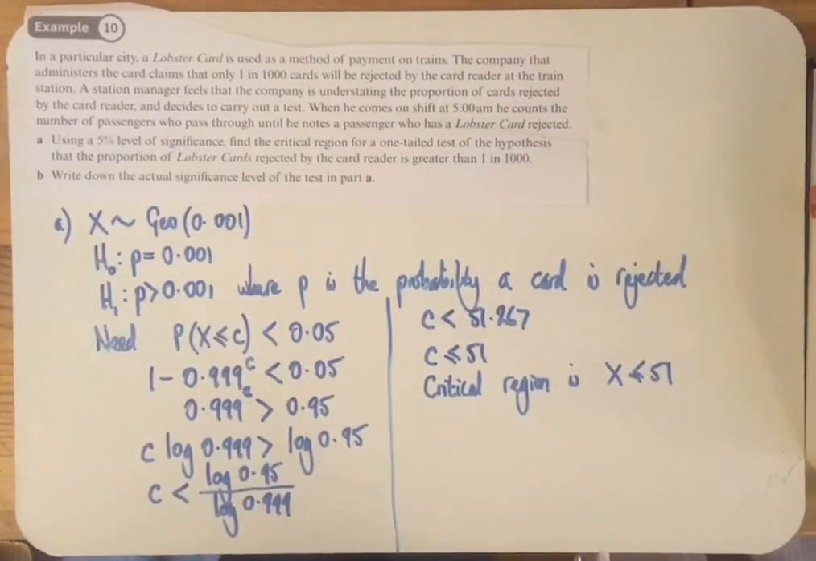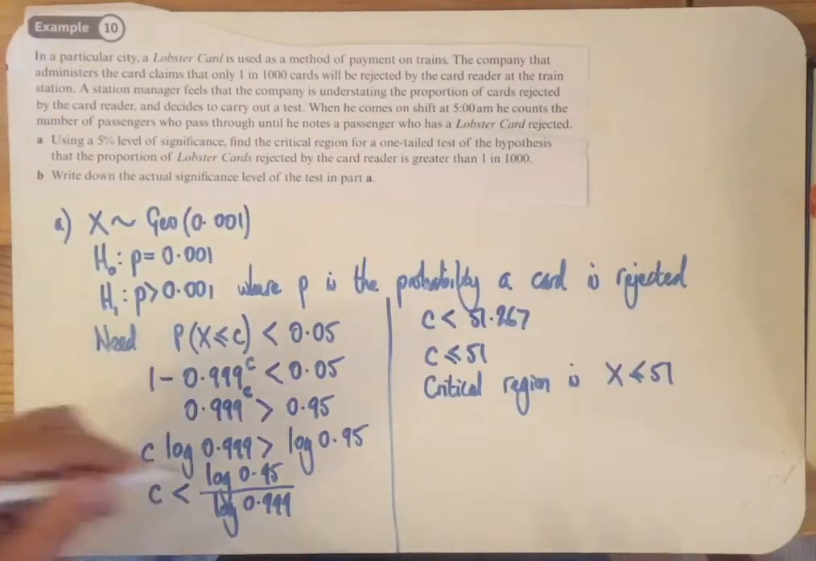So the station manager does a test and he records the number of people that pass through until a card is rejected. If the number of people until the first card is rejected, and including that one, is less than or equal to 51, then you'd say that's too unlikely to happen by chance, and so you accept the alternative that P is bigger than 0.001.